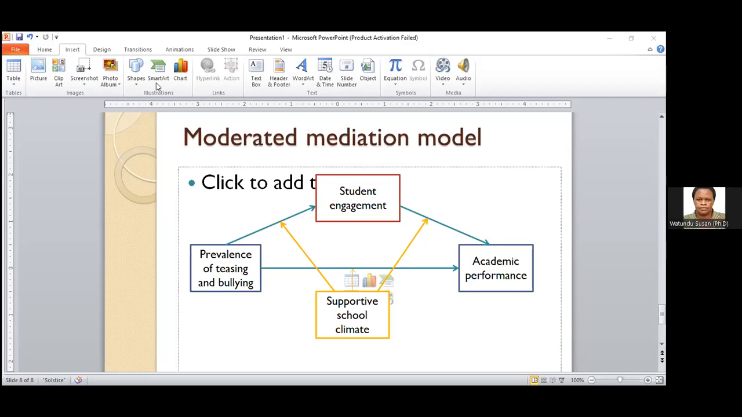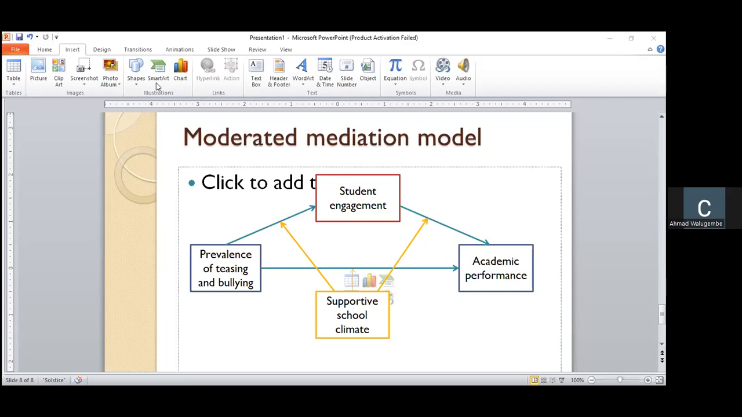When you look at prevalence of teasing and bullying, the relationship from prevalence to student engagement, and then when you look at supportive school climate, isn't this related to the moderating variable? It's like you're saying supportive school climate moderates the relationship between prevalence of teasing and student engagement. Is that what you meant here?